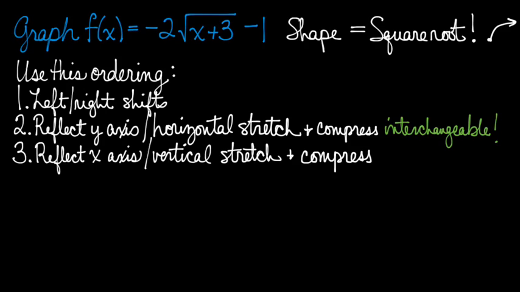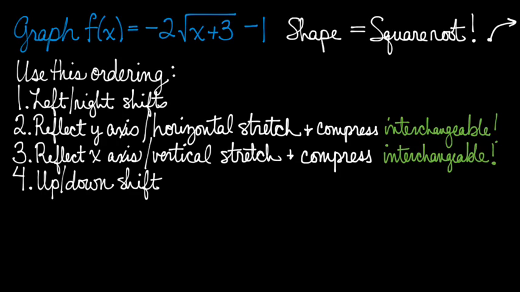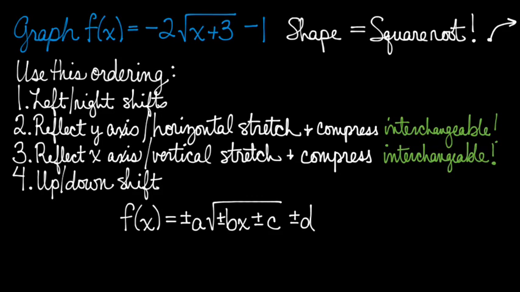The next step is to reflect about the x-axis. That's just like flipping upside down, or doing a vertical stretch or compression. And again, those steps are interchangeable. And finally, you would do the up-down shift. So for a super generic square root graph where maybe there's a plus or a minus here, maybe there's a plus or a minus here, b is a real number, maybe it's 1 or 2 or 3, or maybe it's 1/2, c and d can be any constants.